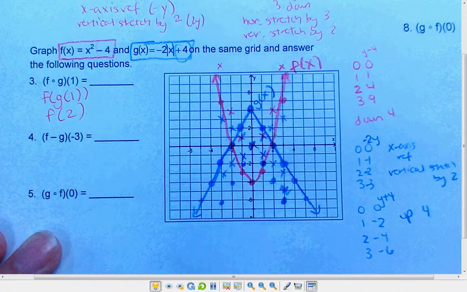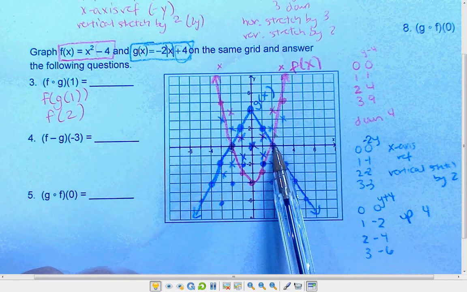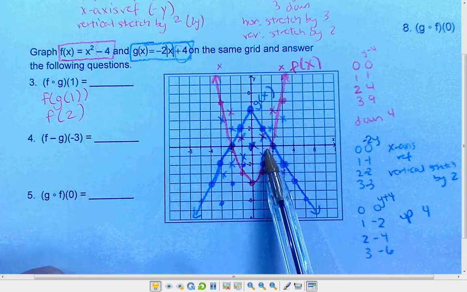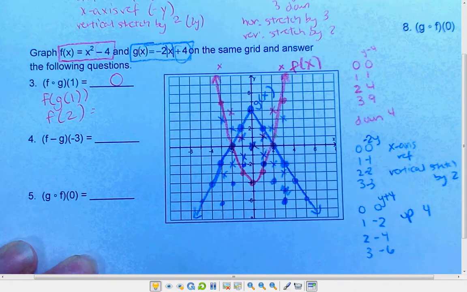And then I'm going to find f of 2. So I'm going to go over to 2. My function for f is the red one. So this is just this point right here, which is a y value of 0. And that's my answer for number 3.